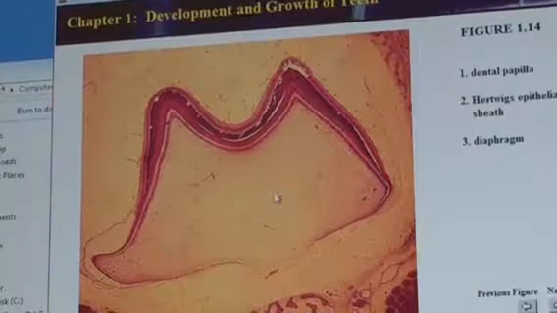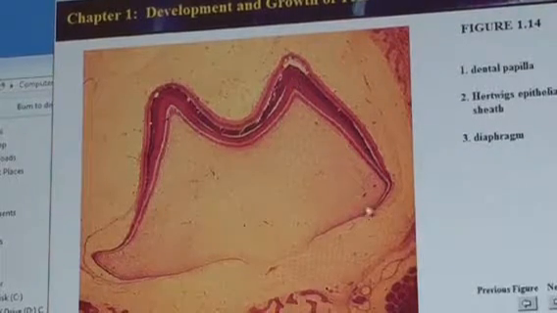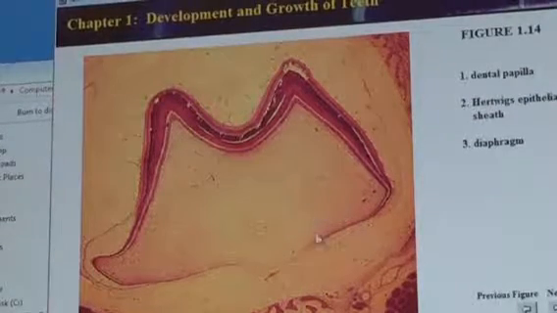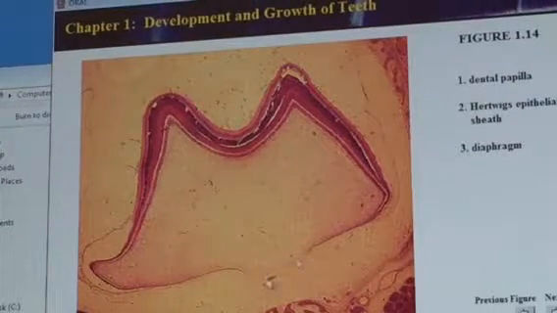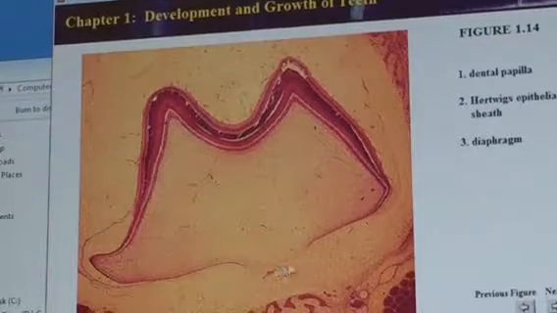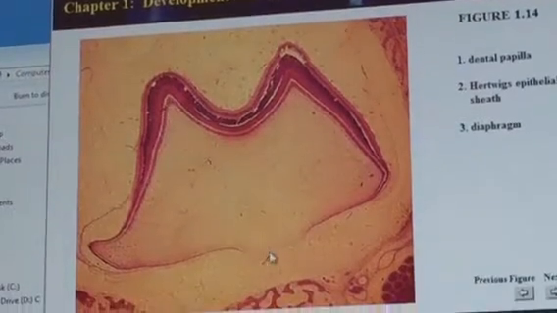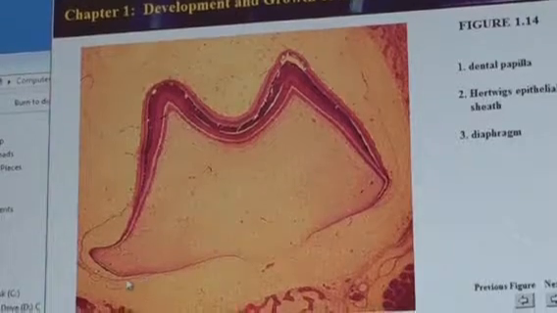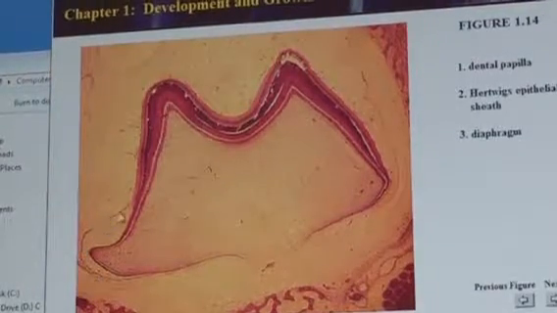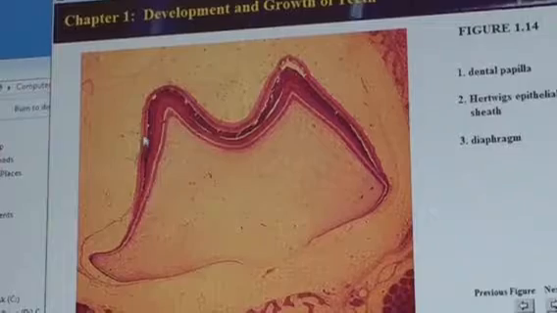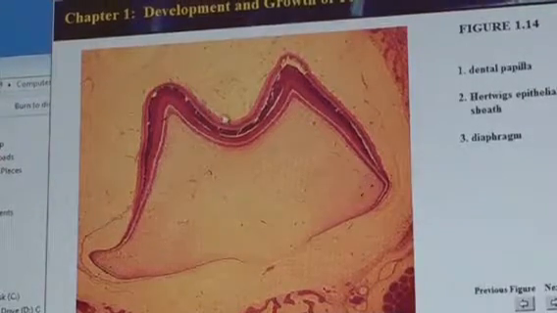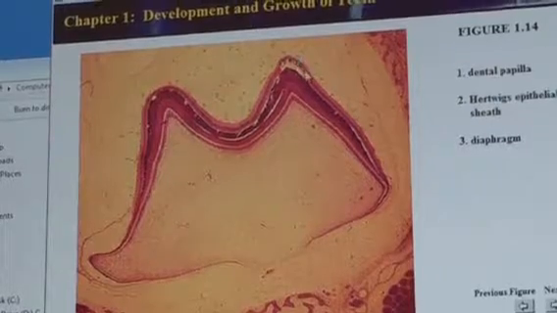Late bell stage, I have a couple of cusps, and there's Hertwig's epithelial root sheath forming that diaphragm. So that is going to be one of the apical foramen after this tooth completes its development. You see that outer enamel epithelium coming up, helping to form that reduced enamel epithelium over the enamel and the ameloblasts.